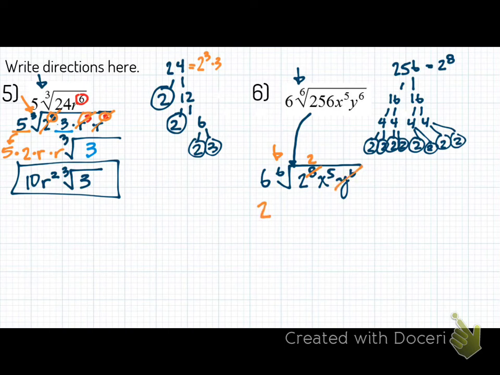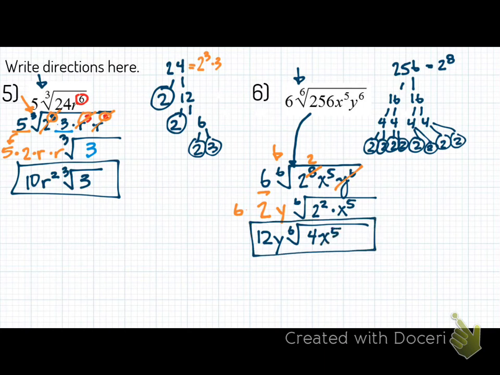So I cross out 8. There's 2 left. Bring out the 2 on the outside. y to the 6th, bring out a y. Bring down that 6, 2. And then I know that I'm leaving 2 squared still on the inside and x to the 5th. Clean it up a little bit and you get 6 times 2y is 12y, 6th root of 4 times x to the 5th. And that's your answer. Okay?